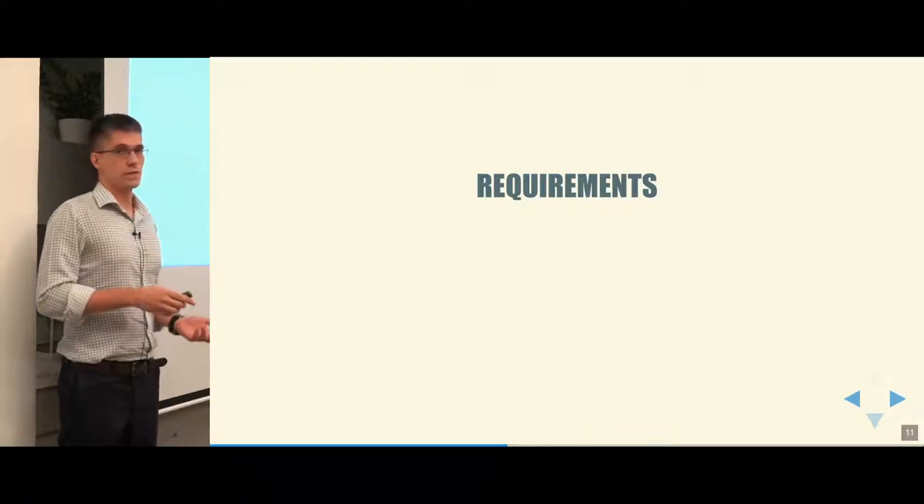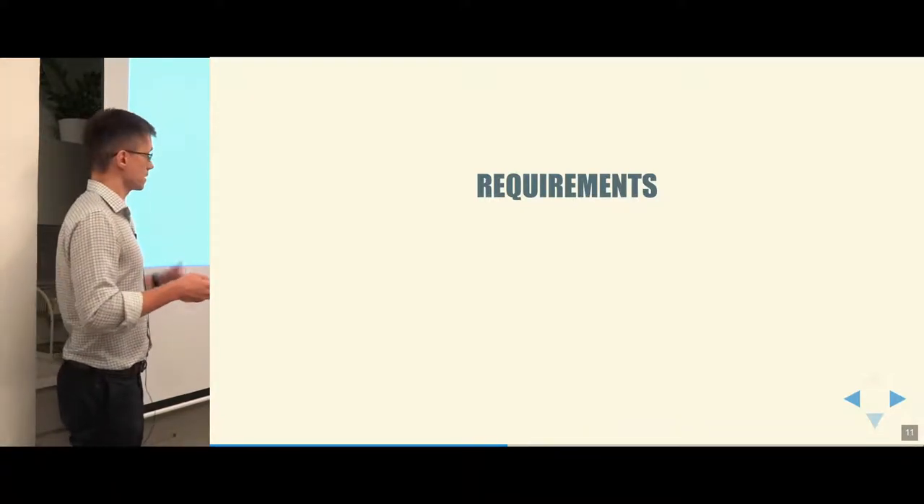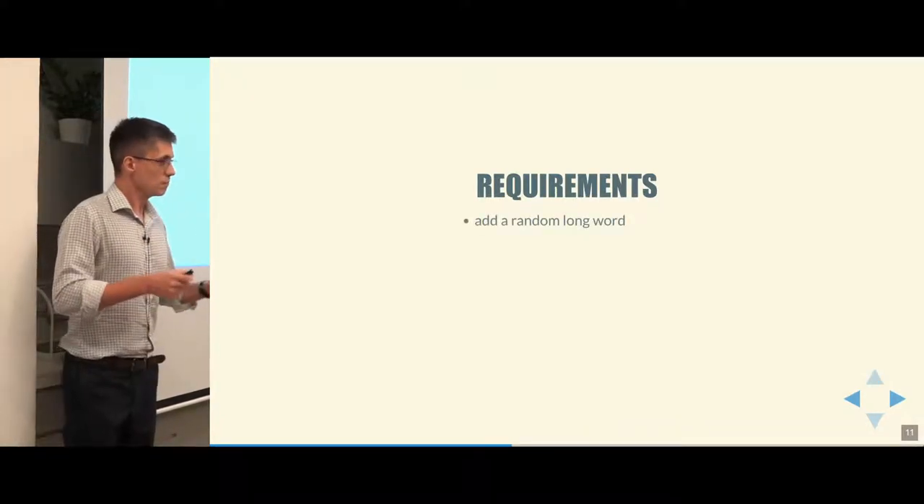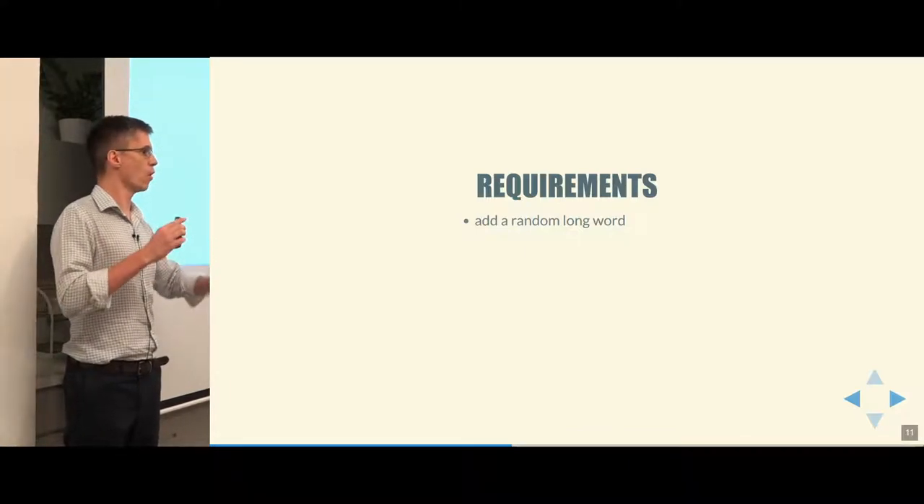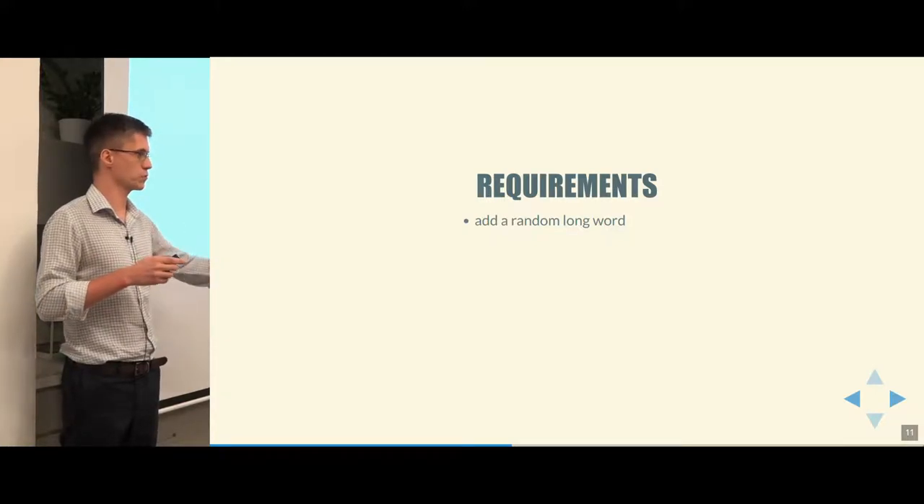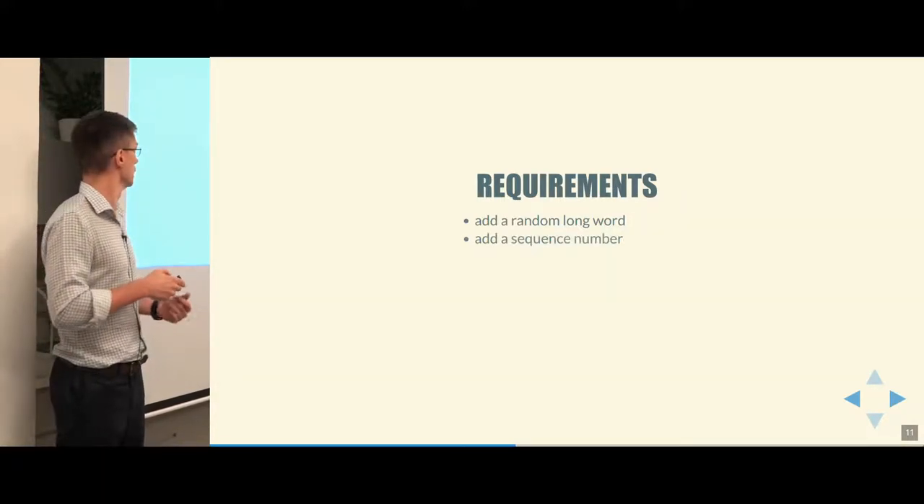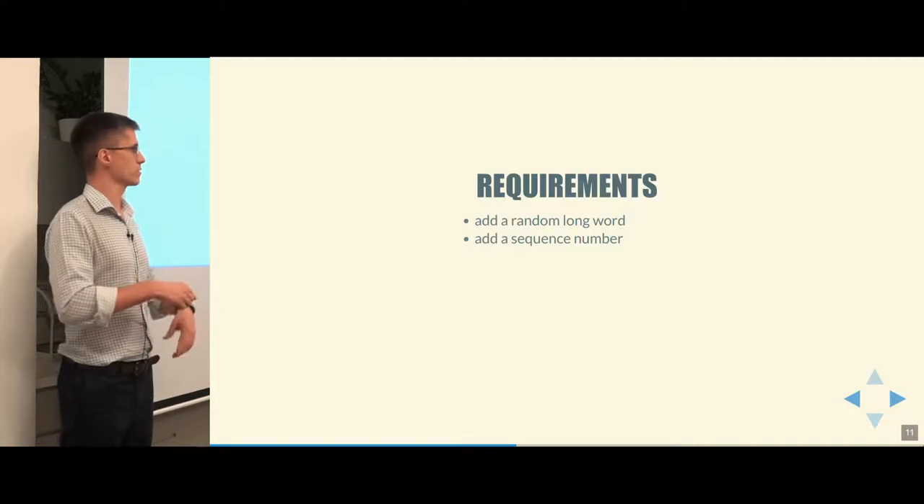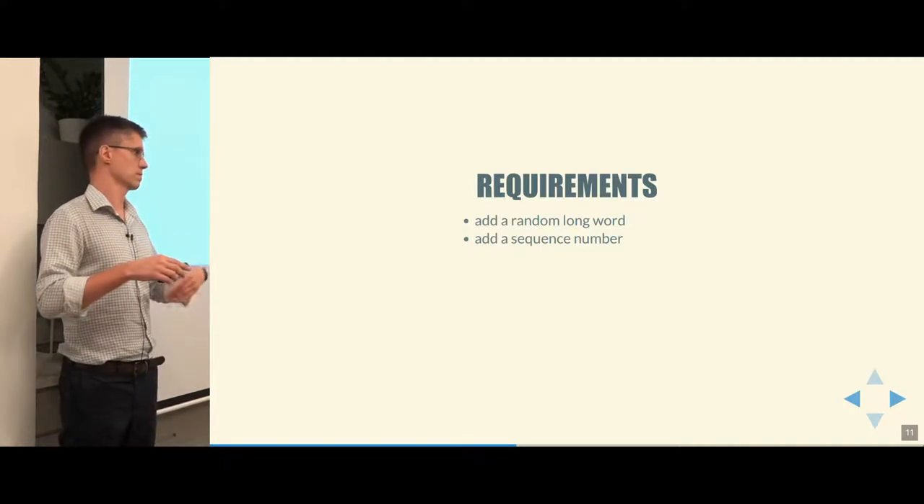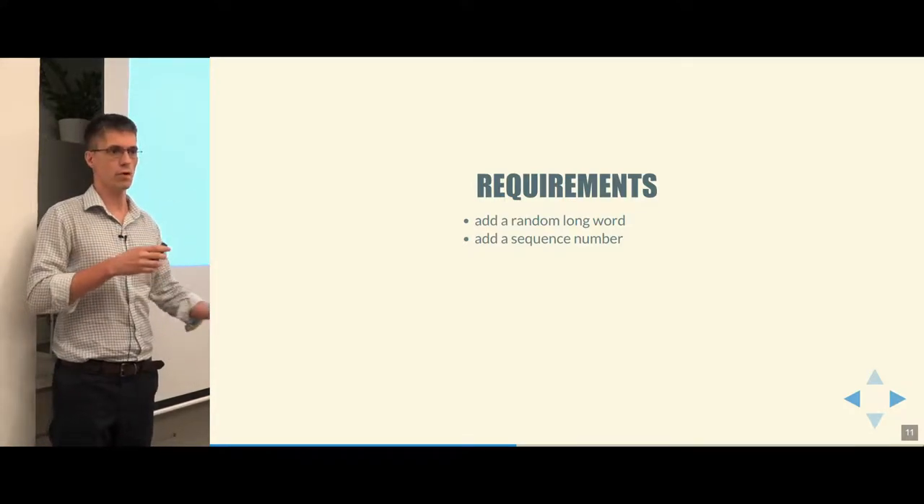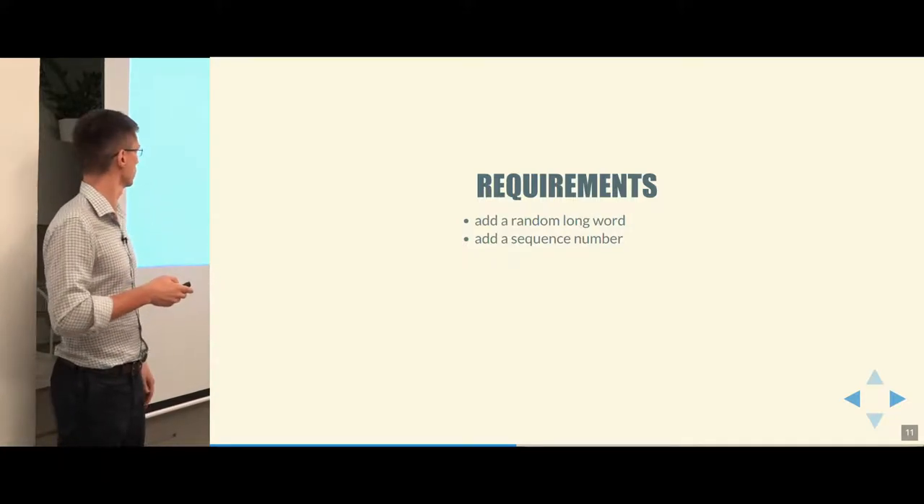We had some requirements for this particular thing. Like I said, we had to send all these emails. So we had to be able to stick in a random long word. It just had to be random and unique because it allows us to find stuff easily afterwards. We need to have a sequence number. So if we're sending out 250 emails, we need to know it's number 216 that didn't show up. That indicates there's something wrong somewhere.